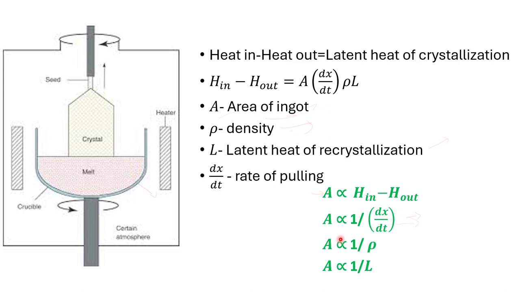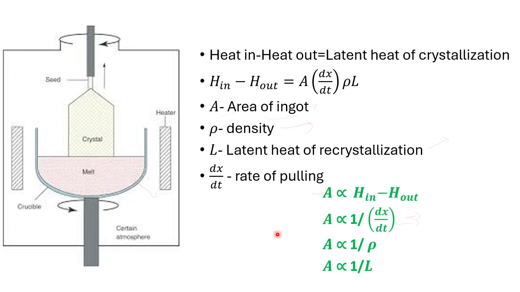Since it is a closed loop system, the amount of heat that is given into the system minus the amount of heat that is taken out of the system will be equal to the latent heat of crystallization. So this is the equation that will govern the growth of the crystal.